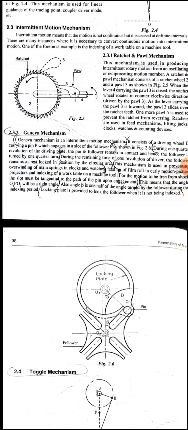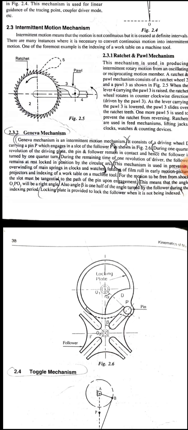Hence, the follower will turn by 1/4 turn. During the remaining time of the 1 revolution of the driver, the follower remains at rest, locked in position by a circular arc. This mechanism is used in preventing overwinding of mainsprings in clocks and watches.